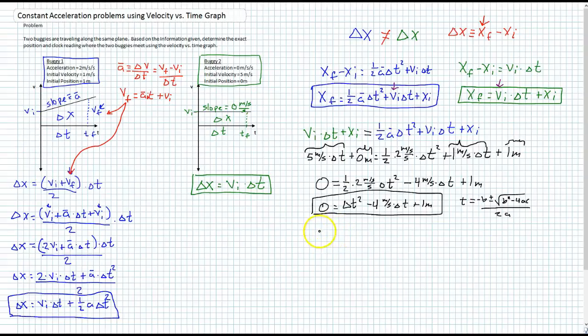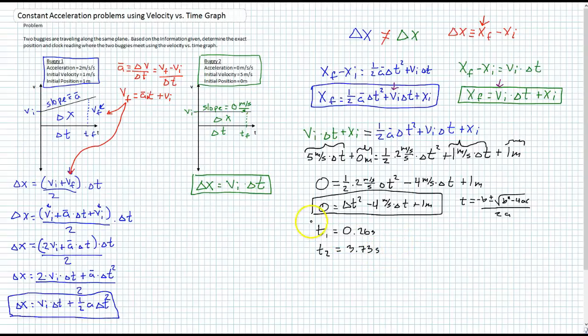When I run this through my calculator, I realize that there's two solutions for time. Sometimes there's 2, sometimes there's 1, sometimes there's none. And that's okay. You just have to be smart about interpreting the data. If you have a negative time as one of your solutions, it's probably not correct. It's outside of our domain. If you notice, our velocity versus time graph starts at time equals 0.